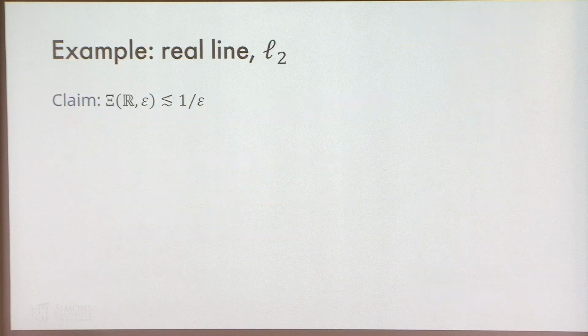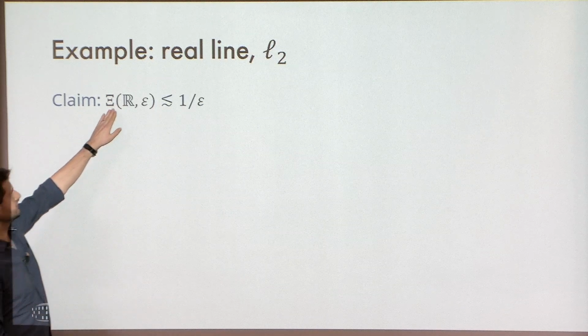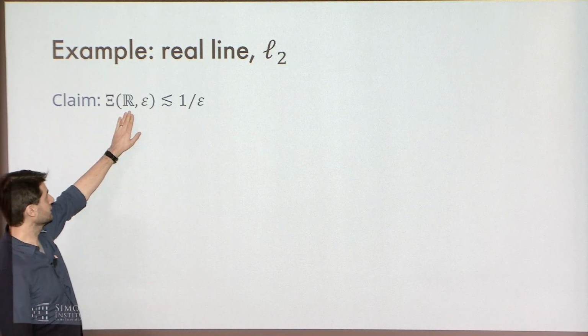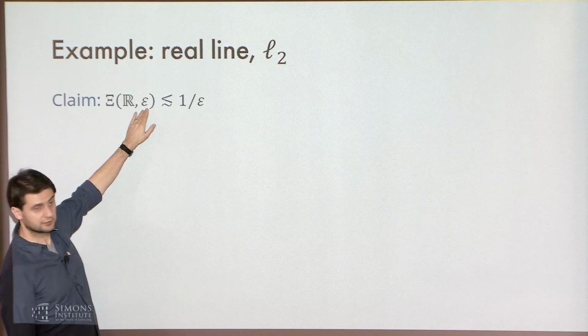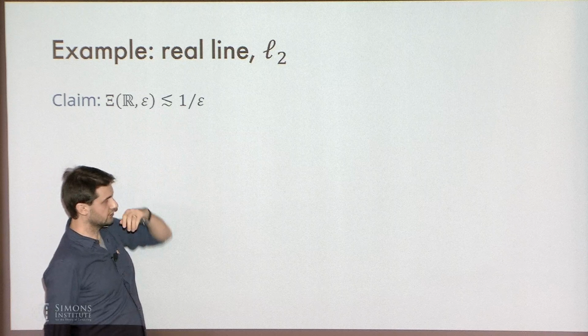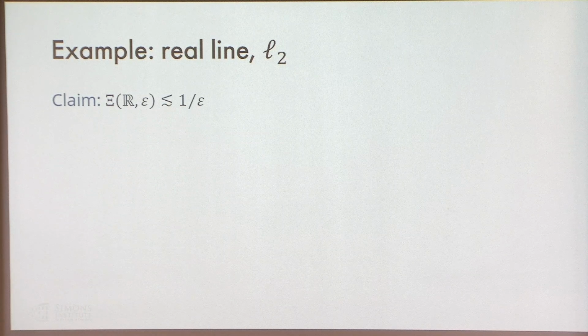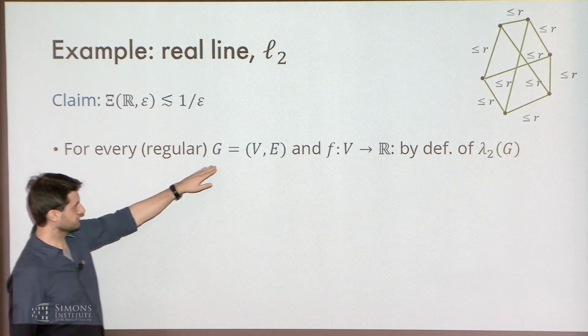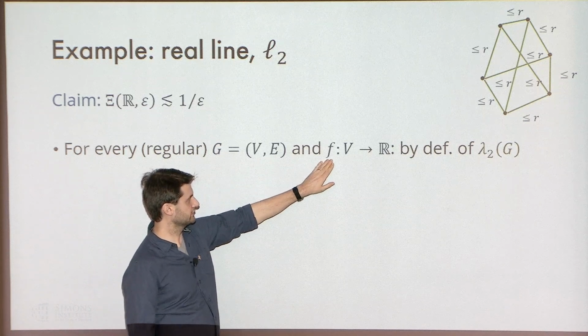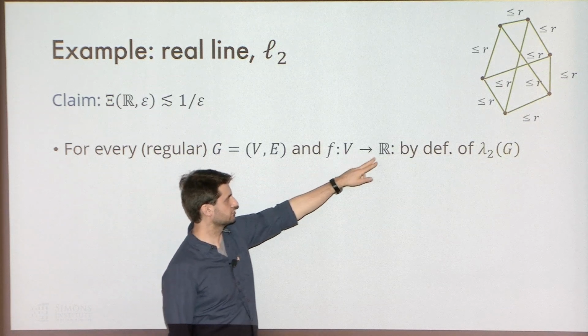Okay, let me give a simple example. Hopefully this will help a little bit for the intuition. So let's prove that Xi for the real line, so this is a one-dimensional space, for this parameter epsilon, where epsilon is the conductance, is upper bounded by 1 over epsilon up to constants. Okay, so here's the proof. All right, so we have a graph, right? We have this embedding, right? So this is the function that maps vertices into reals.